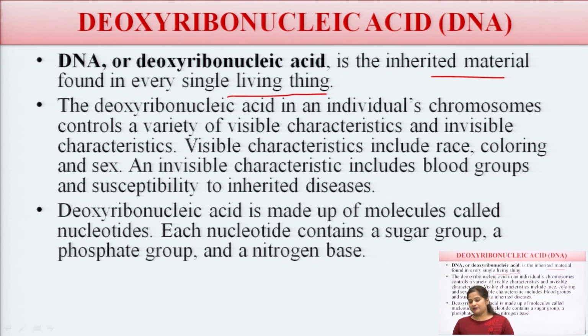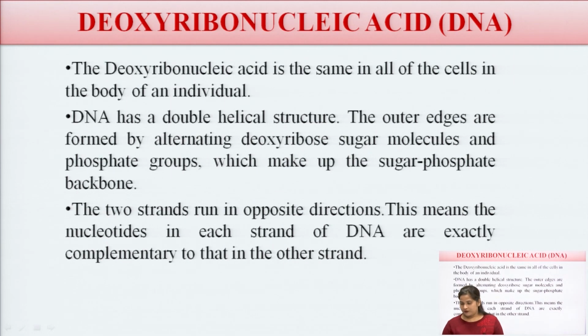Now, DNA is made up of molecules called nucleotides. Each nucleotide contains a sugar group, a phosphate group and a nitrogenous base. With all these components, the structure of DNA forms. Deoxyribonucleic acid is the same in all the cells in the body of an individual, but there is alteration in some sequences.